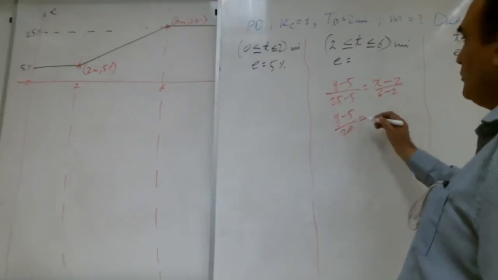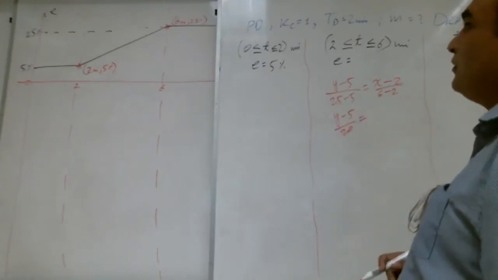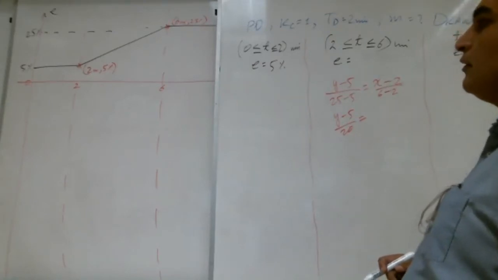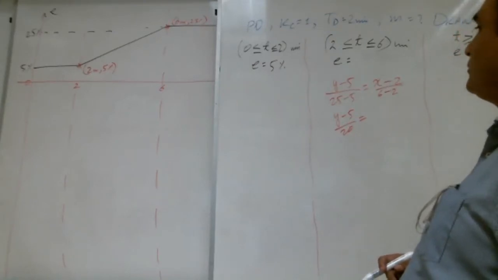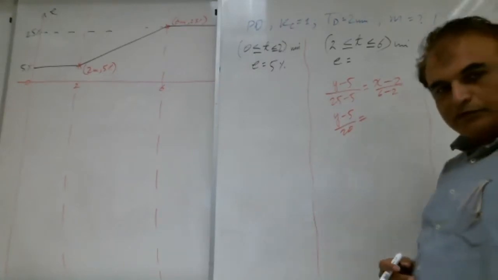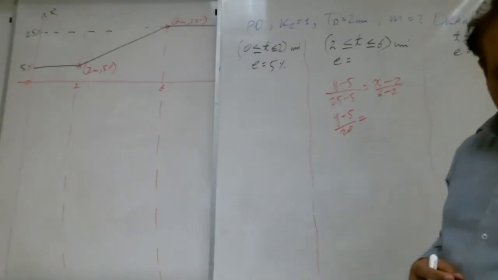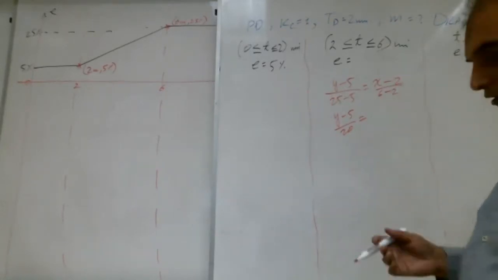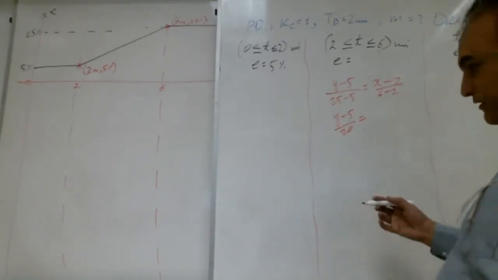Teacher, 6, not 5. Teacher, not 5. Y minus 6. Huh? Oh, okay. Brother, everything fine, no problem. Anybody can get confused, no problem. Even the teacher can get confused, so please help the teacher.